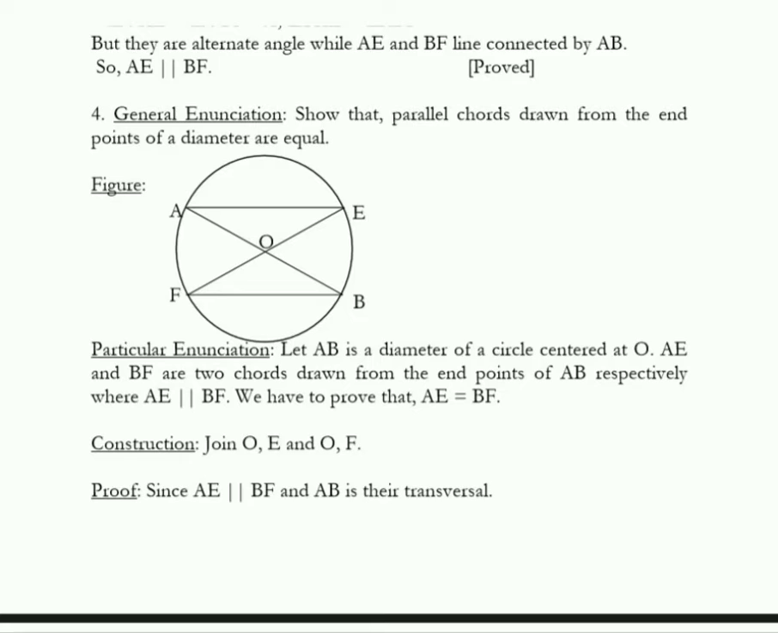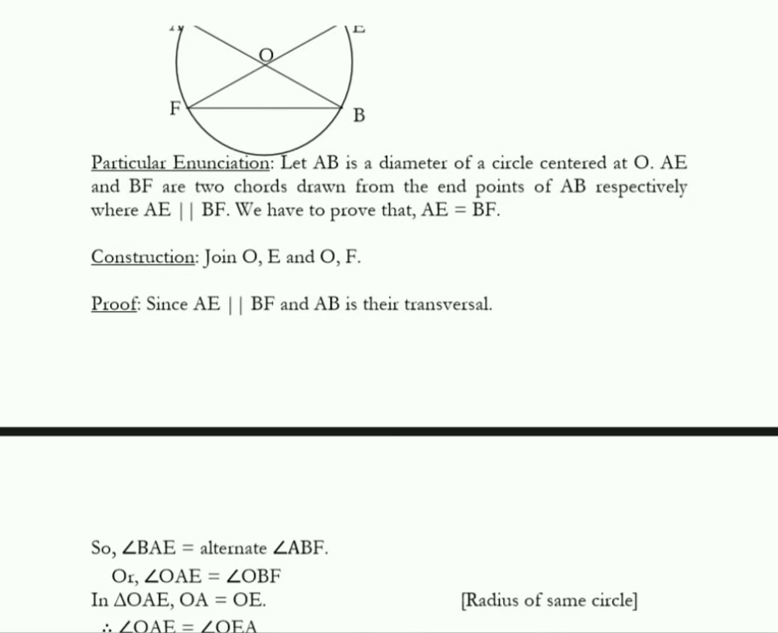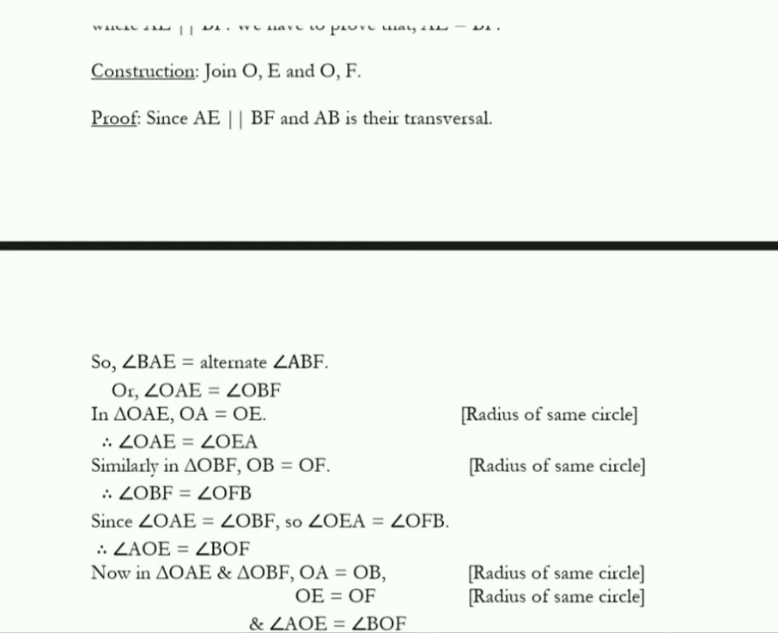Now since AE and BF are parallel and AB is their transversal, we can say angle BAE is equal to angle ABF because they are alternate angles. Now BAE can be written as OAE and ABF can be written as OBF. Now in triangle OAE, OA equals OE because they are radii of the same circle, and we know if two sides of a triangle are equal, then their opposite angles are also equal. So angle OAE equals angle OEA.